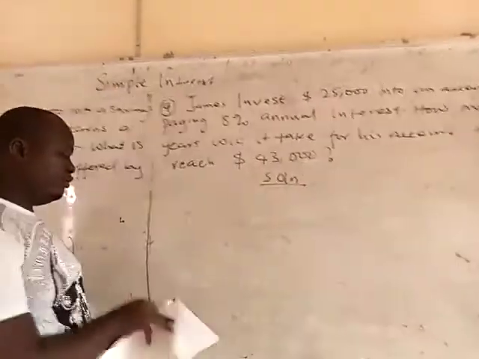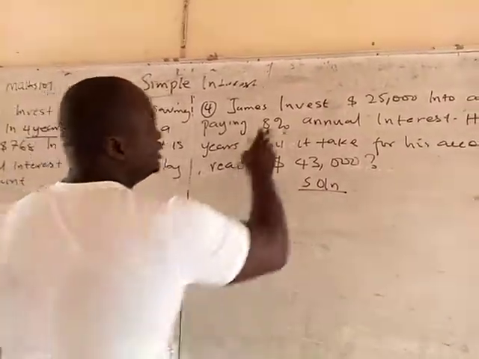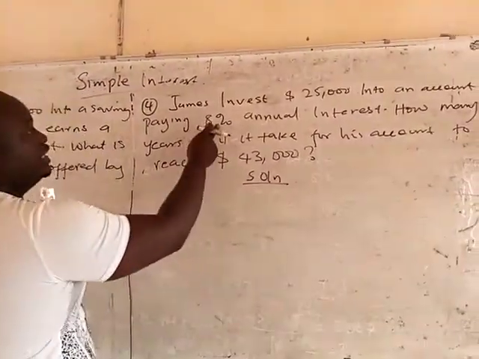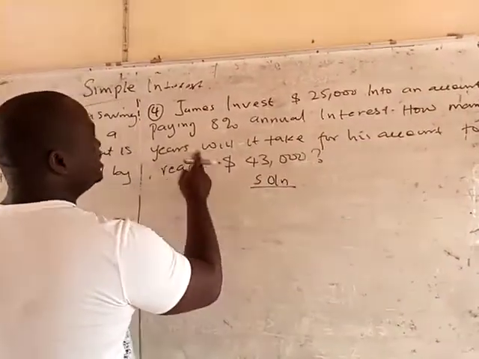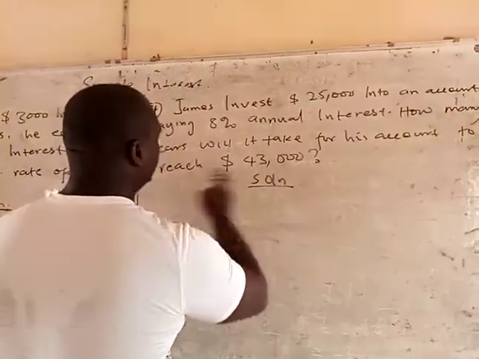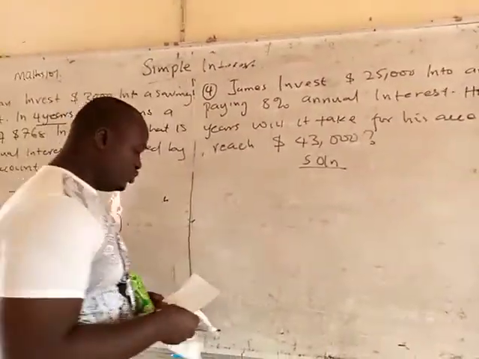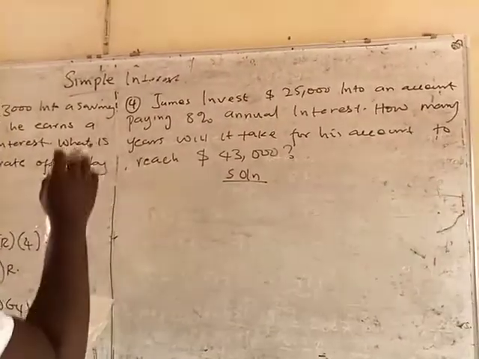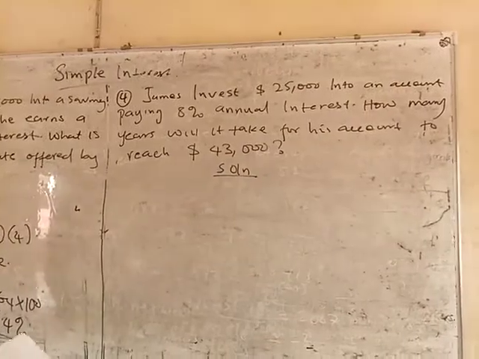In example number 4, James invests 2,500 to an account paying 8% annual interest. How many years will it take for his account to reach this? So they want to know the total number of years it is going to take his account to reach this. But I want you to look at this question very well.